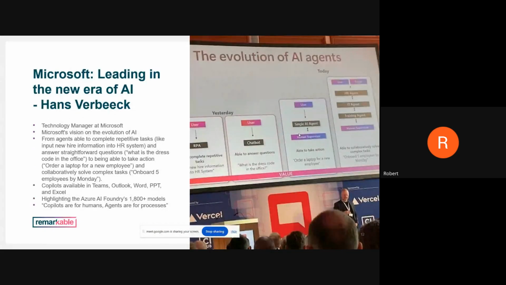As well, another one of the talks was from Hans Verbeek. He's a technology manager at Microsoft, and his talk was about leading in the new era of AI. His was all about the Microsoft vision of the evolution of AI. So from agents able to complete repetitive tasks, like inputting new hire information into an HR system and answering straightforward questions, such as what is the dress code in the office, to being able to take action, so order a laptop for a new employee, and collaboratively solve complex tasks, so onboard 5 employees by Monday. So it's getting much more useful than just doing basic tasks.